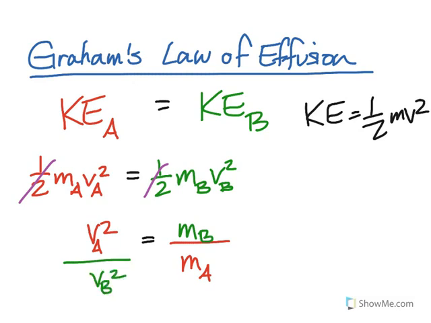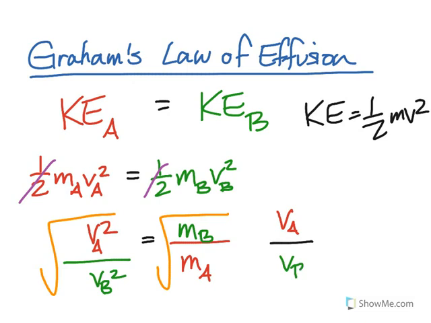And from here, what we need to do is take the square root of both sides, so the square root of this, square root of that. And that gives us the velocity of A divided by the velocity of B is equal to the square root of the inverse of the molar masses, so of MB divided by MA, which is Graham's law of effusion.